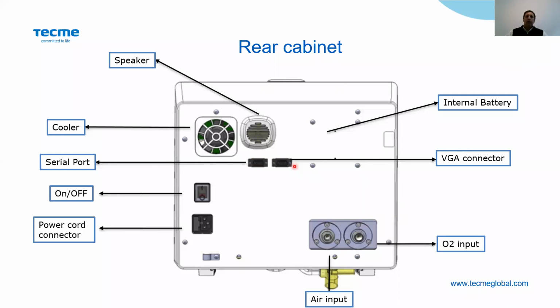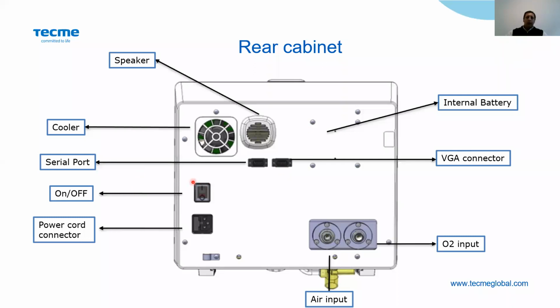Then we have the VGA. The VGA is a video output. This will allow us to connect an external monitor in order to get the same screen, the same monitoring parameters, on a bigger screen. Normally we use this in an isolated room, putting an external monitor outside so the doctors will be able to monitor the patient from outside the room.